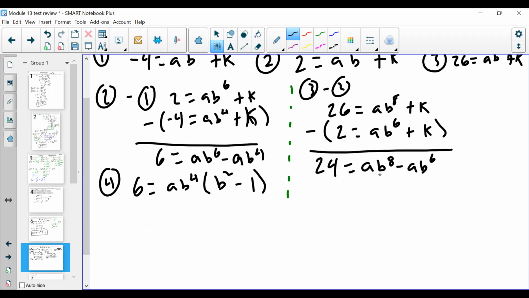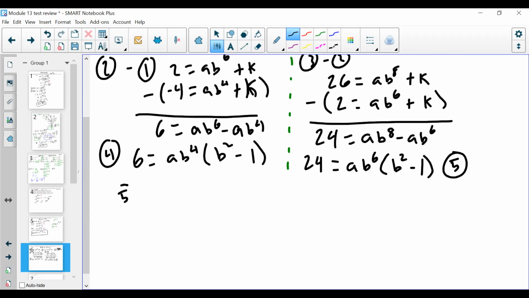I'm going to see if I can factor something out of this ab to the 8 minus ab to the 6. So what I get is that 24 will equal, well, I can factor out ab to the 6 and be left with b squared minus 1 as well. And this is what I'll call equation 5. Everyone with me so far? All right. And then from here, I'm just going to divide them.